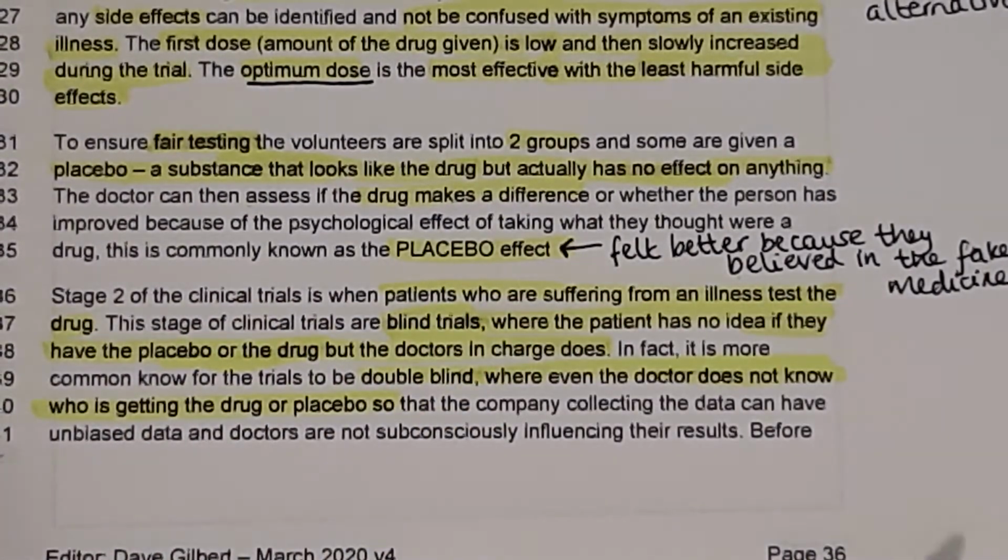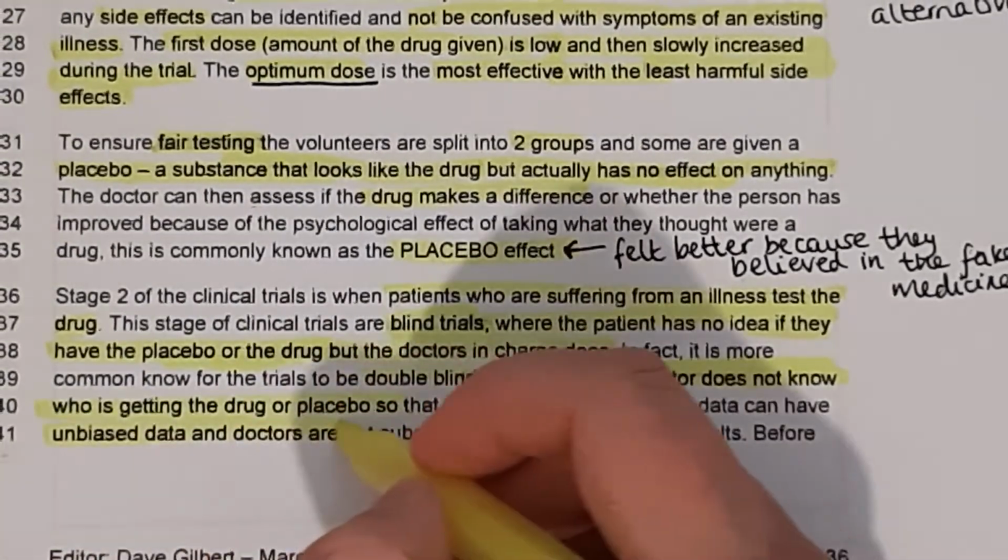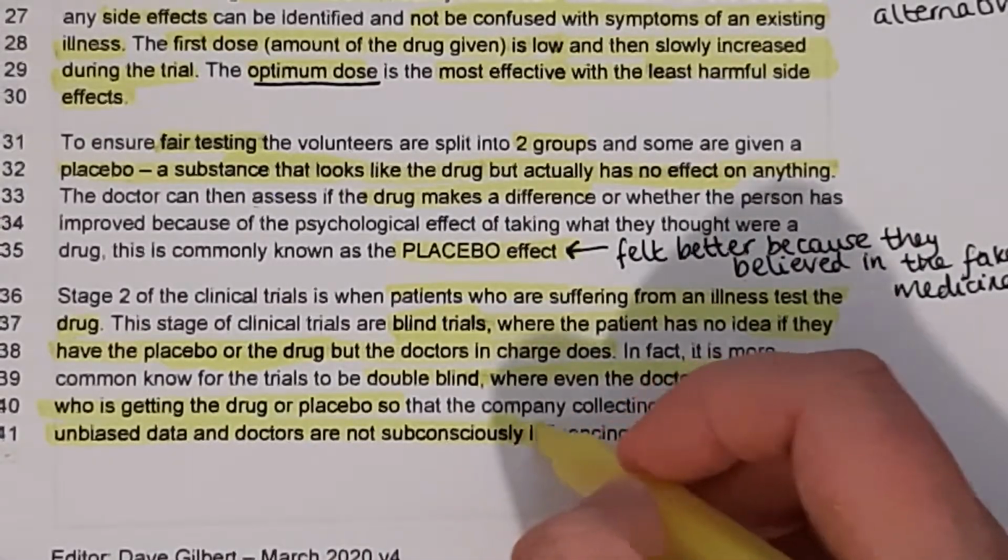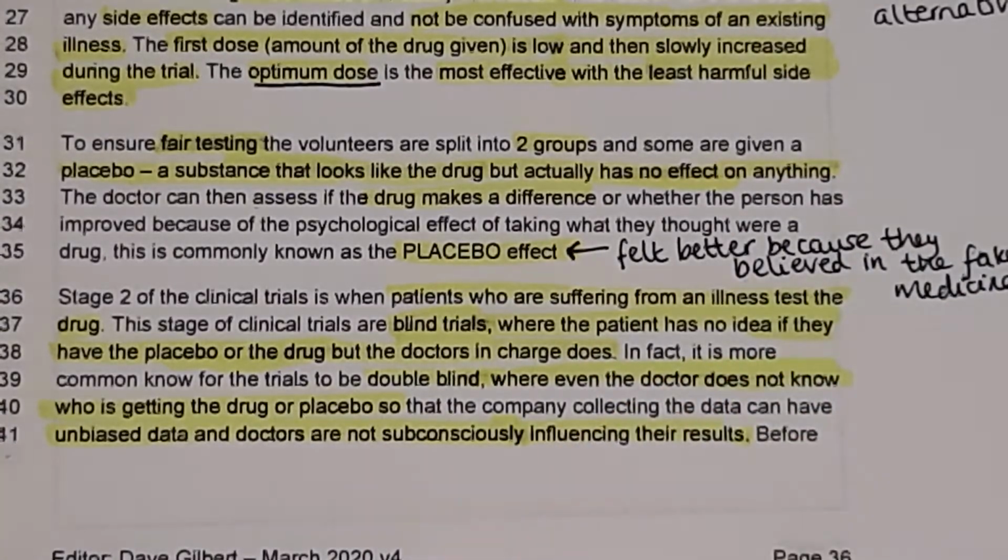That's so that the company or organisation collecting the data can have completely unbiased data, because they don't want the doctors to subconsciously influence the results. And that can happen. If you have a blind trial where the patient has no idea, but the doctor does, the doctor might ask the patient, so, you feeling better today? And they might say, oh, you're looking better today. How are you feeling? That's subconsciously suggesting to the person that they should be feeling better, because the doctor knows they should be, or is hoping that they do because of the drug.